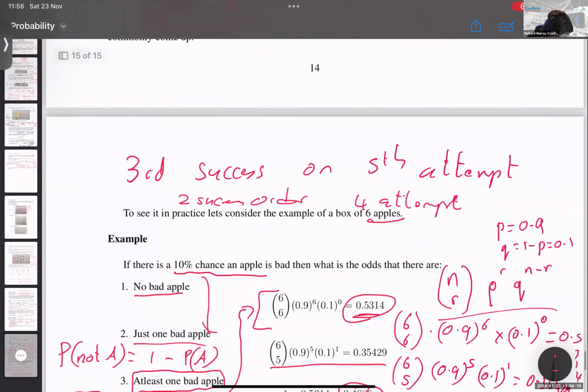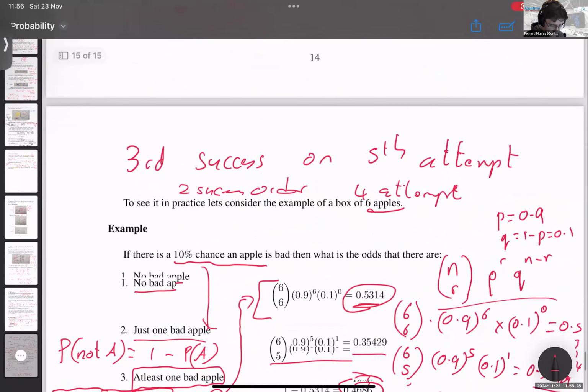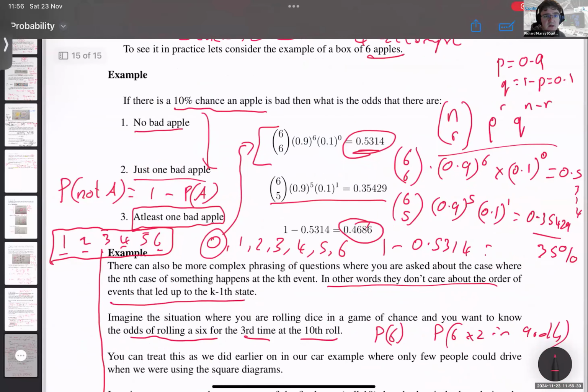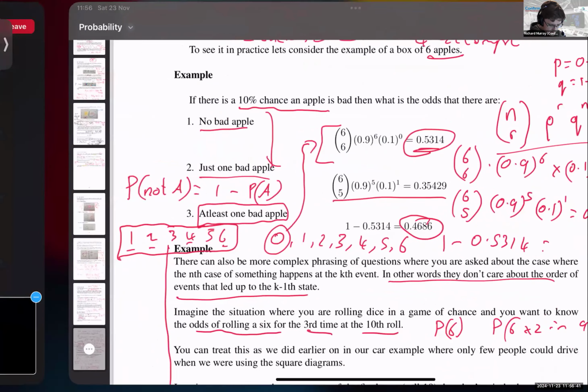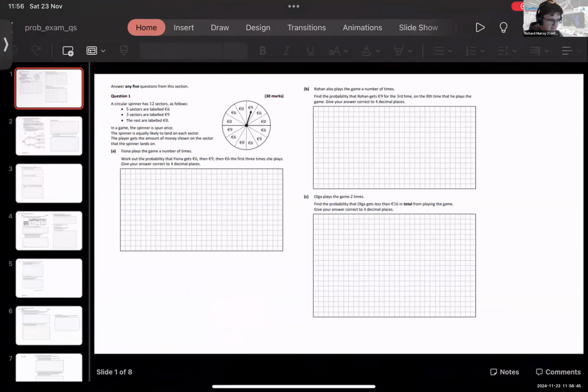And what we've seen today is anything you can be asked in terms of probability. So before I move on to the exam questions, are there any questions from anybody in the call before I move on and show you some practical questions? Okay.